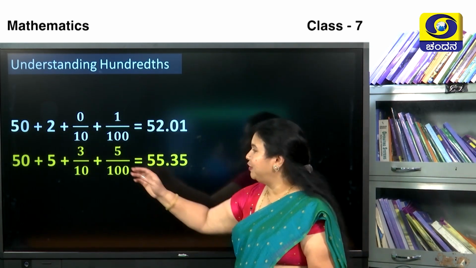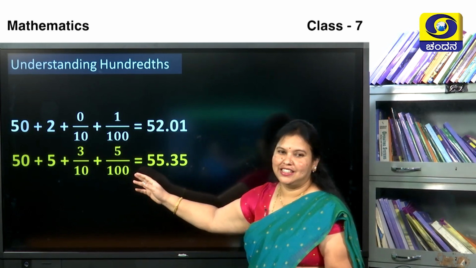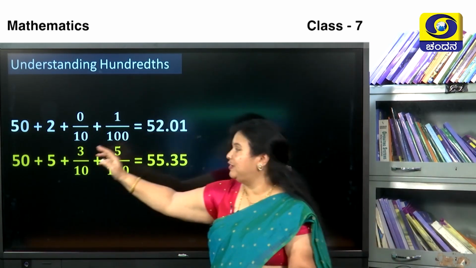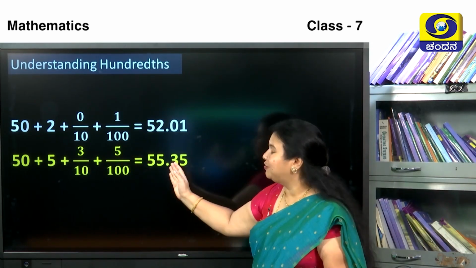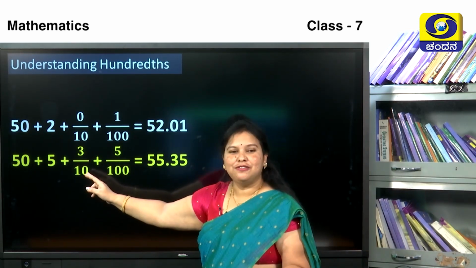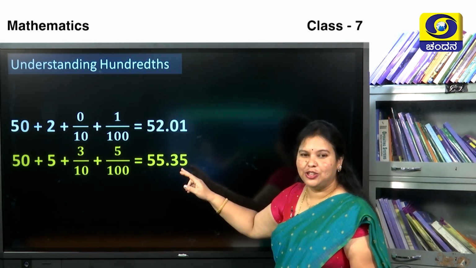We will take up one more example. Here 50 plus 5 plus 3 by 10 plus 5 by 100 is equal to 55.35. Here 50 and 5 are whole numbers. So, where we have to write it? Before the decimal point. Yes. Then 3 by 10 is a fraction. After converting this into decimal point, we get 0.3.